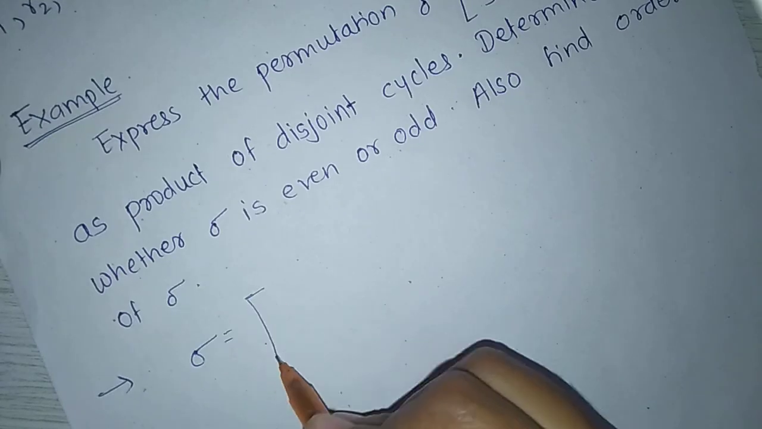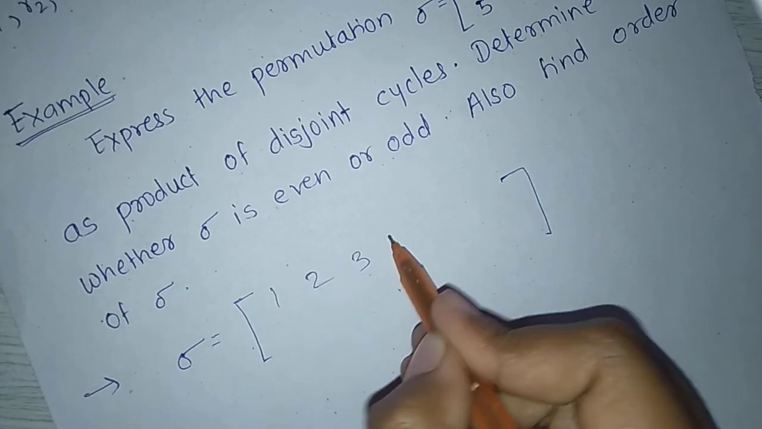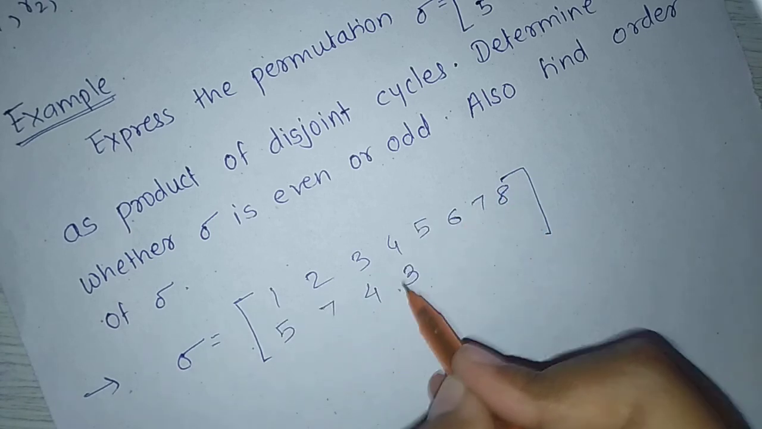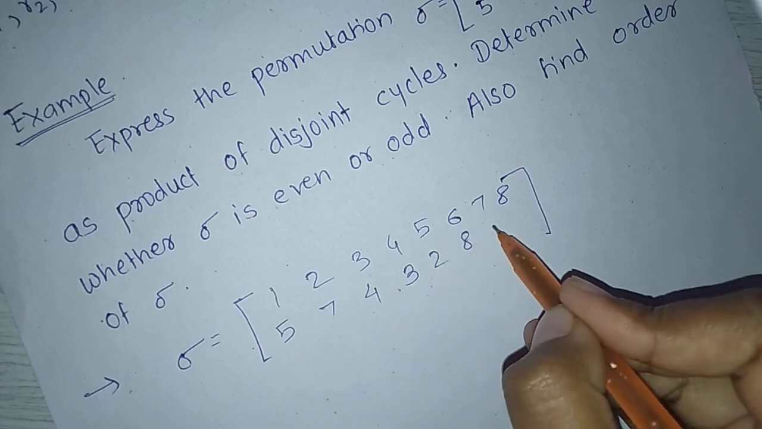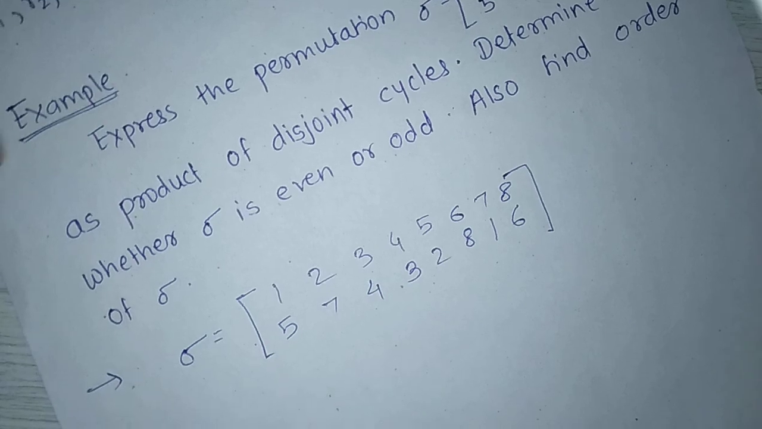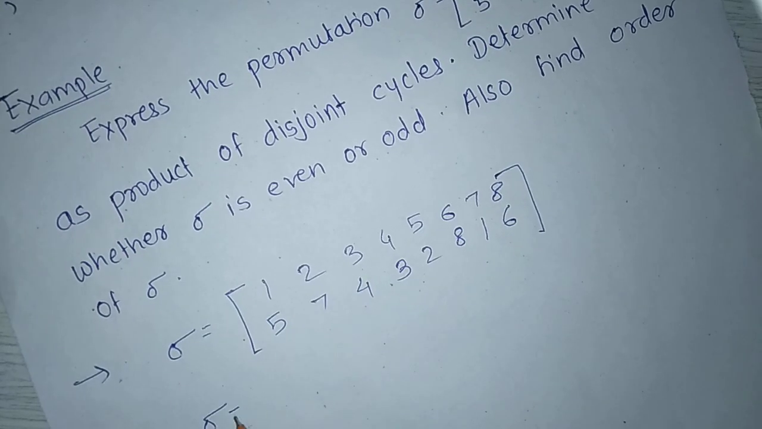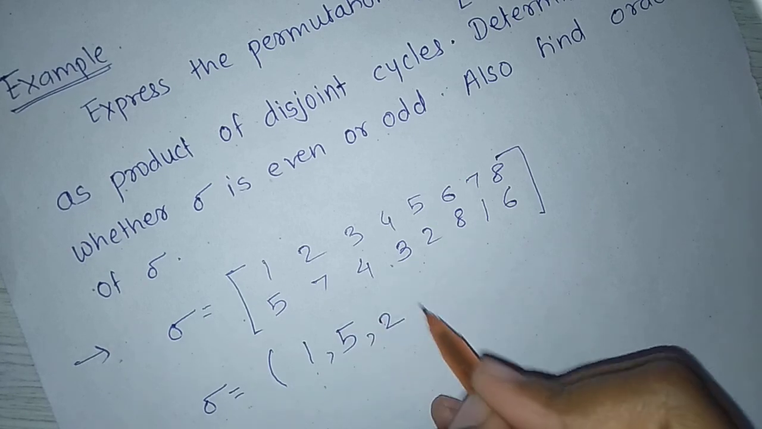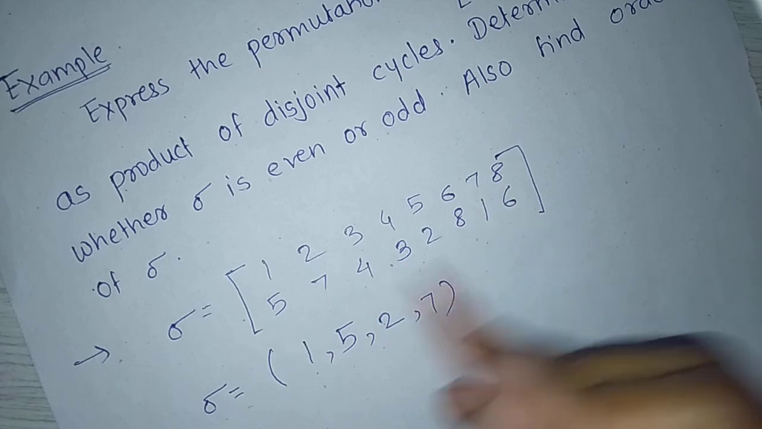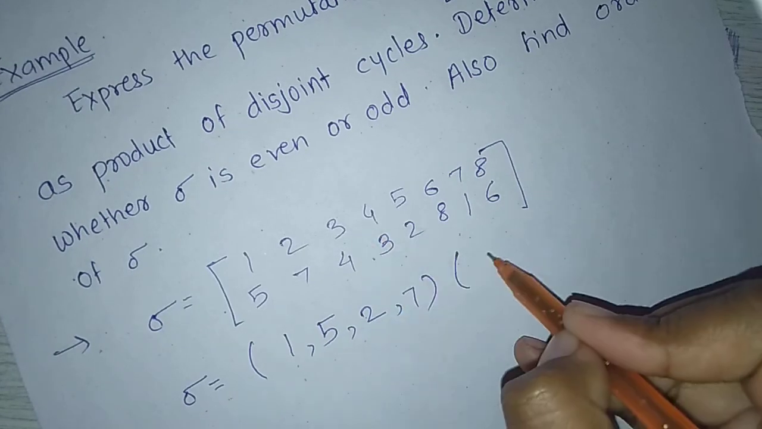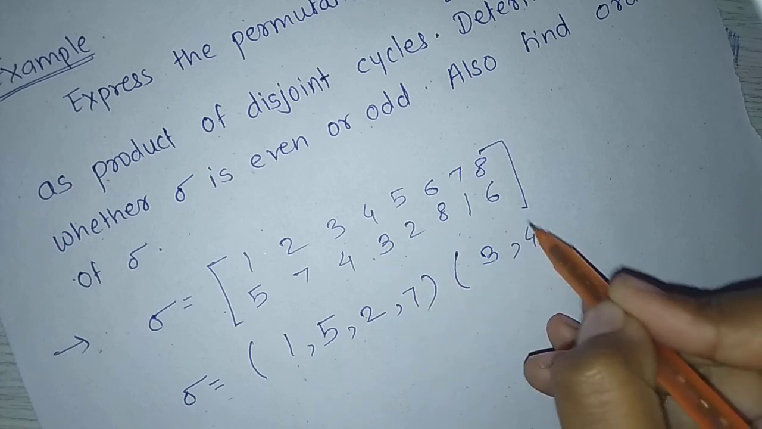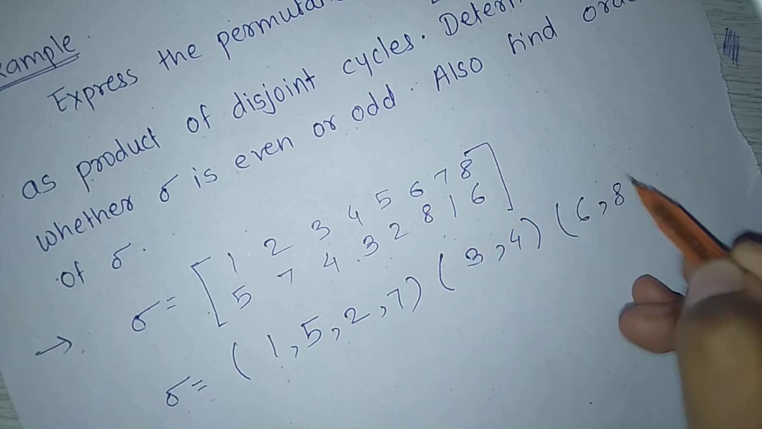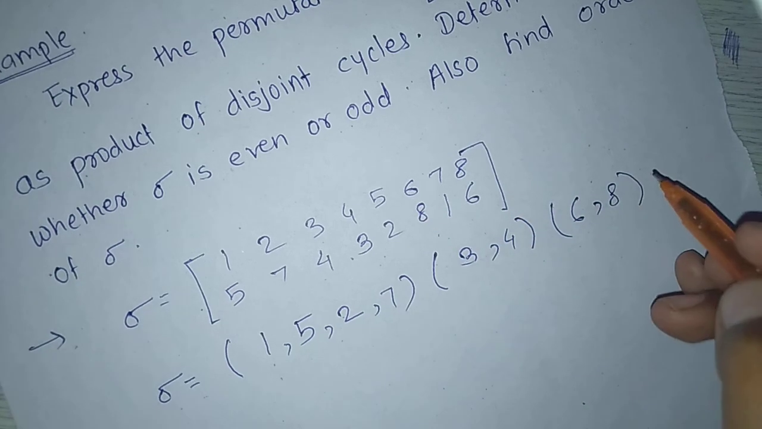The permutation sigma is this: 1 goes to 5, 2 goes to 7, 3 goes to 4, 4 goes to 3, 5 goes to 2, 6 goes to 8, 7 goes to 1, 8 goes to 6. So sigma equals 1 goes to 5, 5 goes to 2, 2 goes to 7, 7 goes to 1, so we stop here. Next, 3 goes to 4 and 4 goes to 3, so stop here. 6 goes to 8, 8 goes to 6, so stop here.